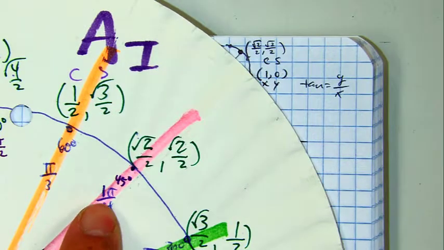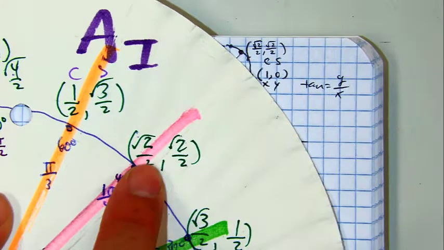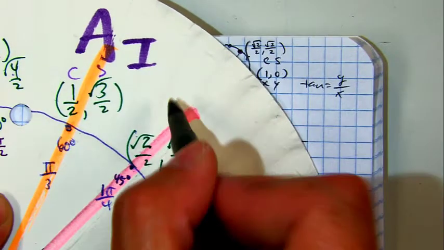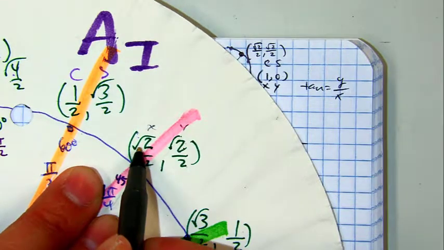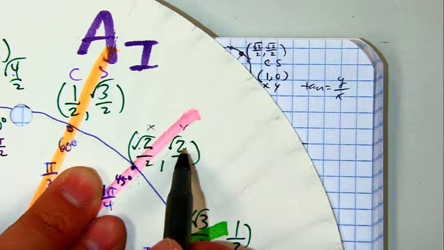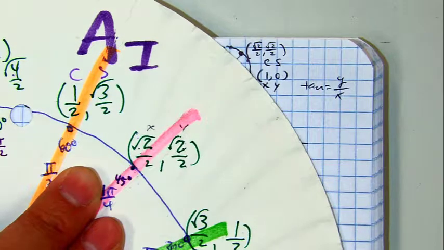1 pi over 4. You have radical 2 over radical 2. Remember, it is x over y, so it's radical 2 over radical 2, which is 1. Something over itself is 1. We're okay?